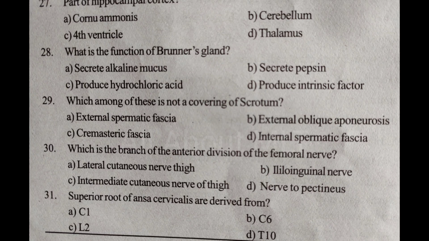What is the function of Brunner's gland? Option A, secrete alkaline mucus. Option B, secrete pepsin. Option C, produce hydrochloric acid. Option D, produce intrinsic factor. Answer is option A, secrete alkaline mucus.